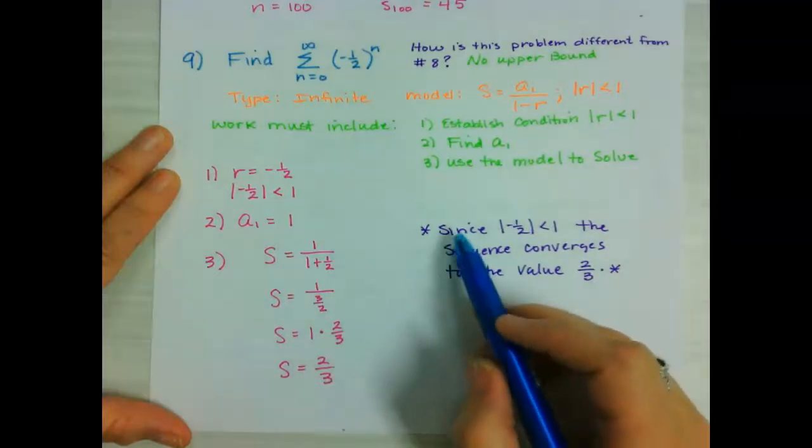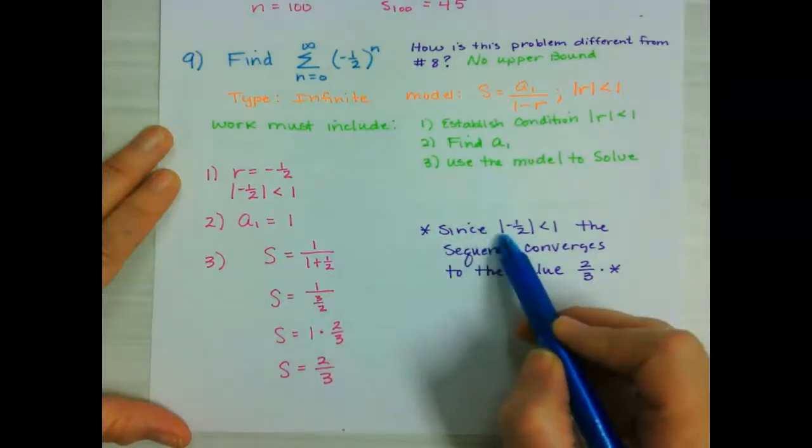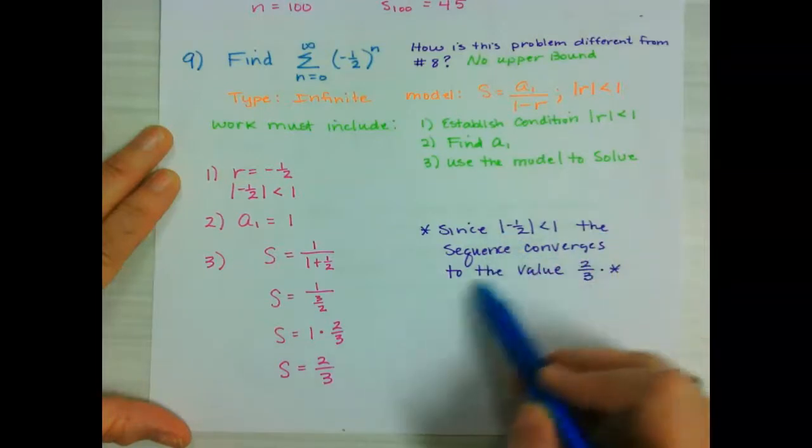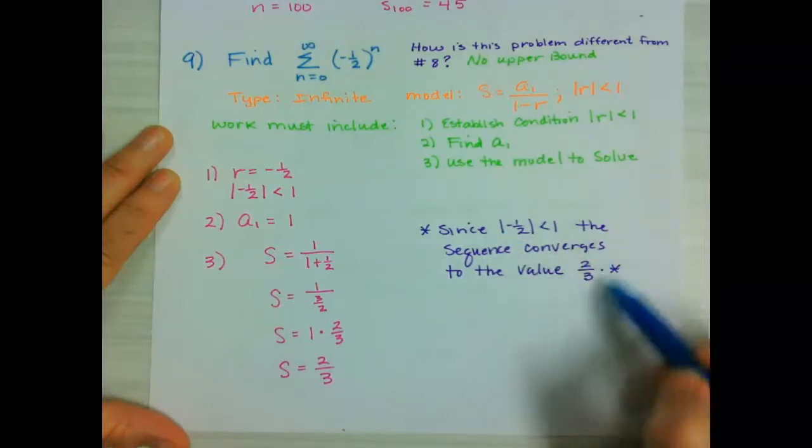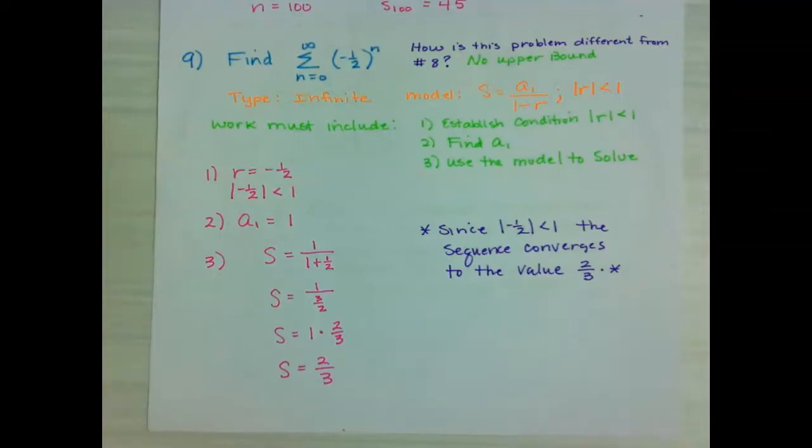So what this is saying is since the absolute value of -1/2 is less than 1, then the sequence converges to the value of 2/3. So it's converging to a numerical value.